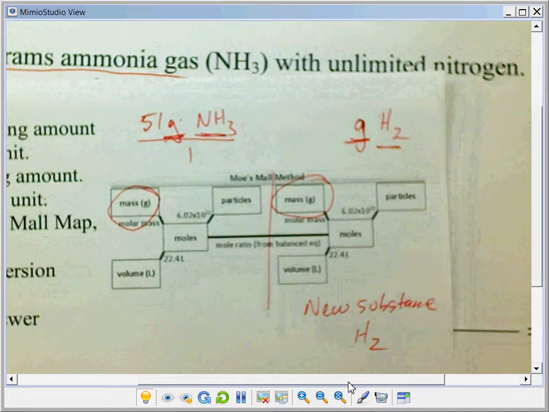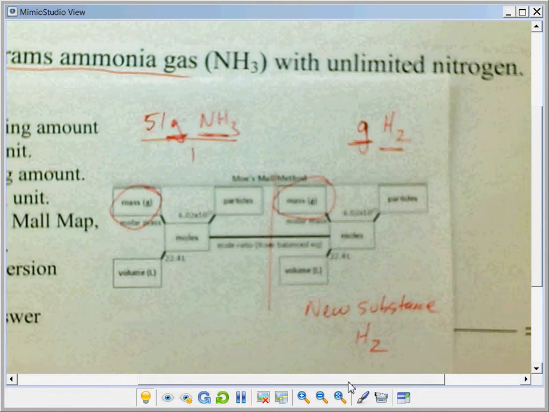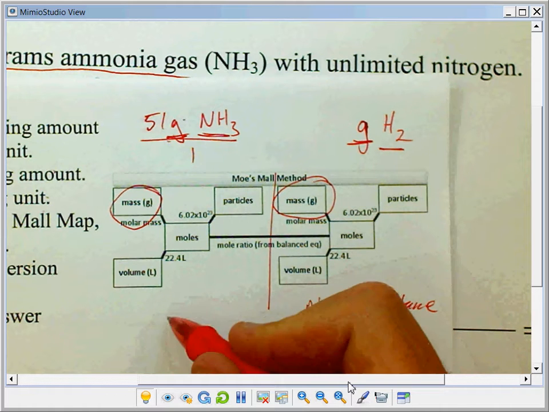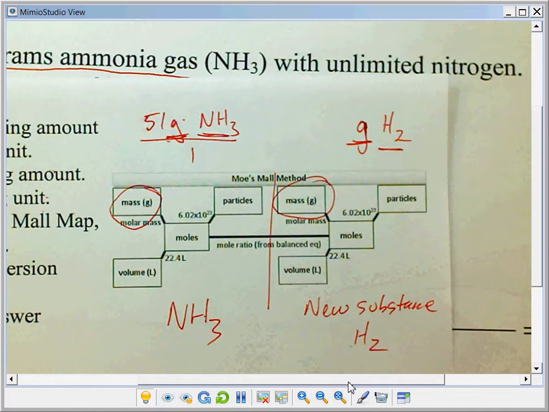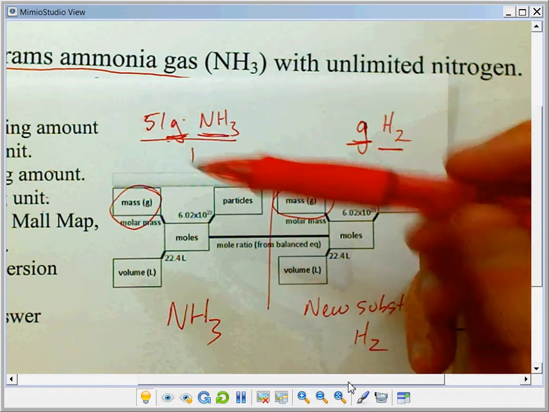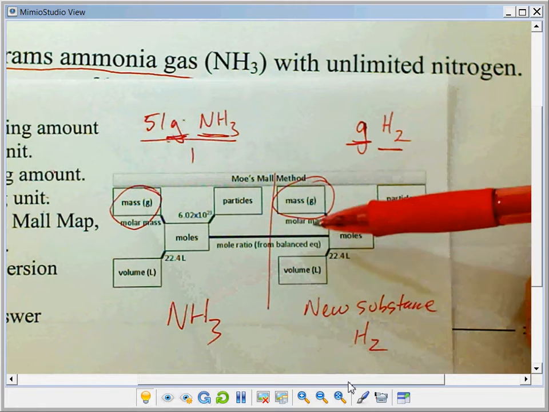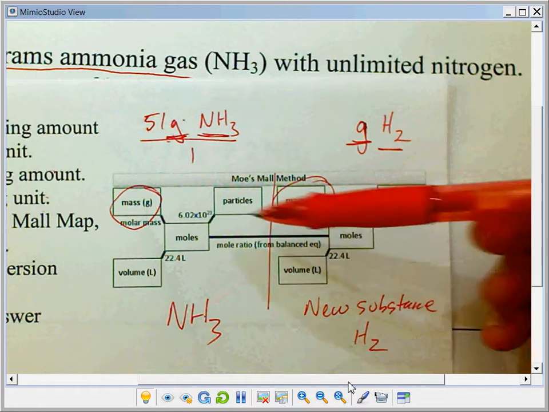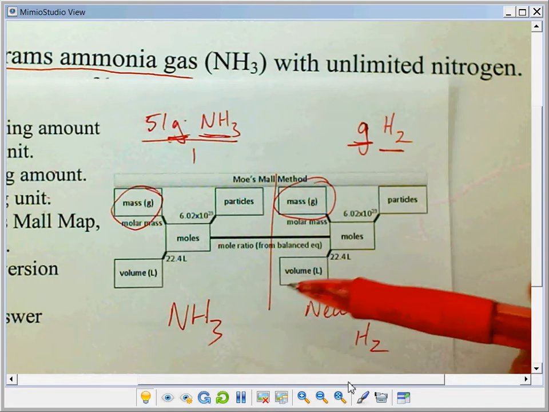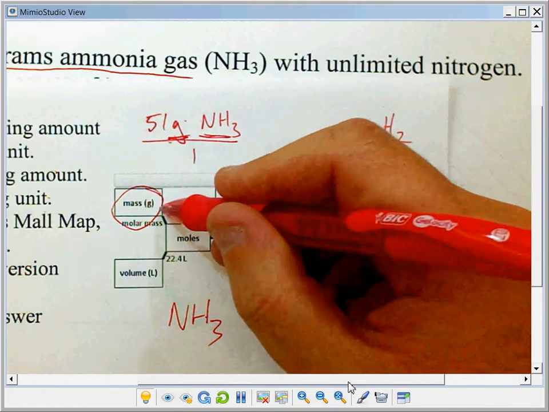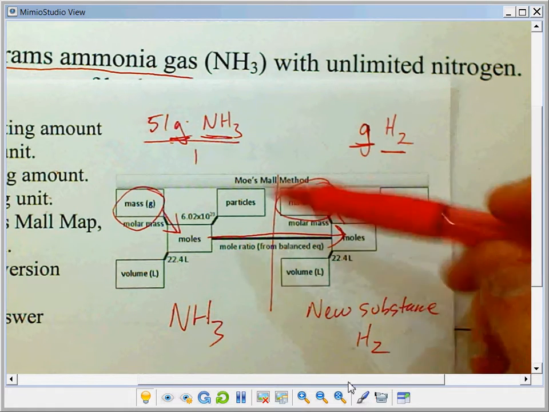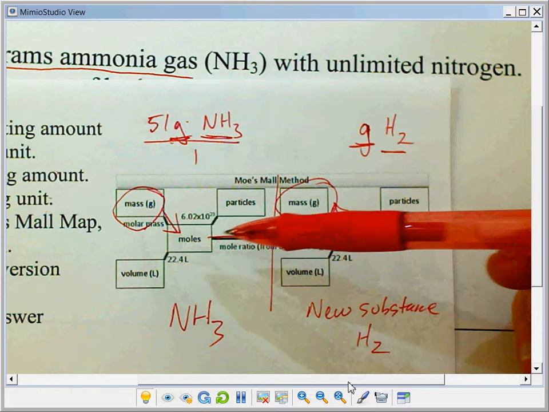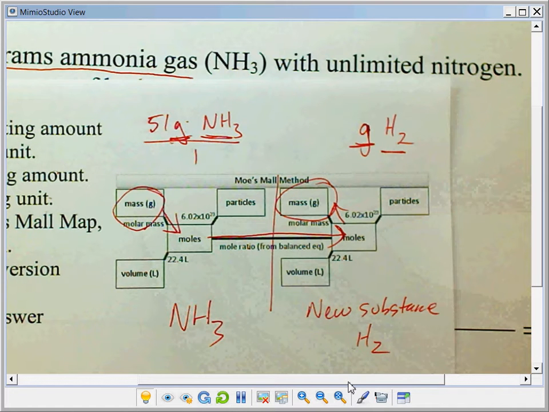The beginning side of the mall, I apologize, I'm trying to focus a little better for you guys, is all about NH3. So this entire side of the mall is about the original substance in the problem, NH3. So we have grams of NH3, and we're going to be going to grams of H2. In order to be able to do that, we have to identify the path through the mall. And if you notice, we have to go first to moles, then to moles on the other side, and then up to grams again. And so the conversion factors I'm using are molar mass, mole ratio, and molar mass again.